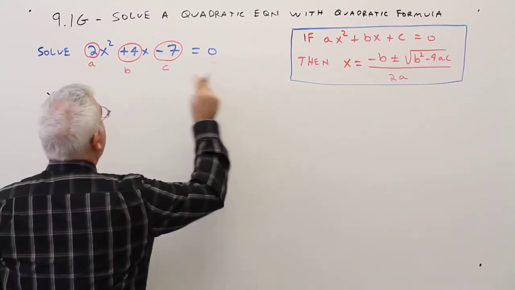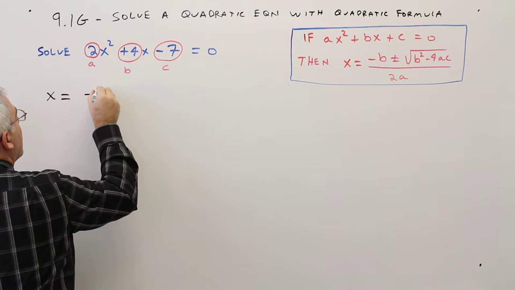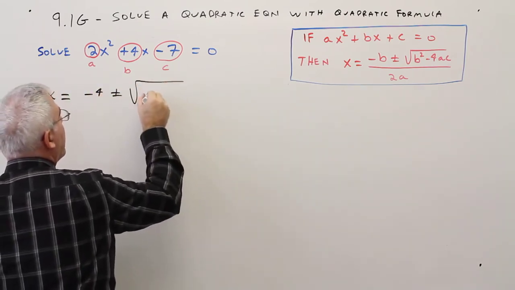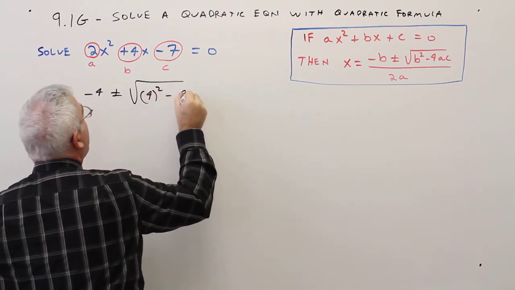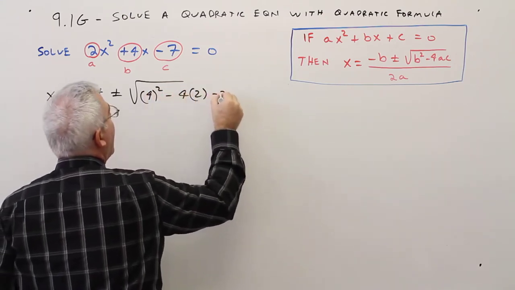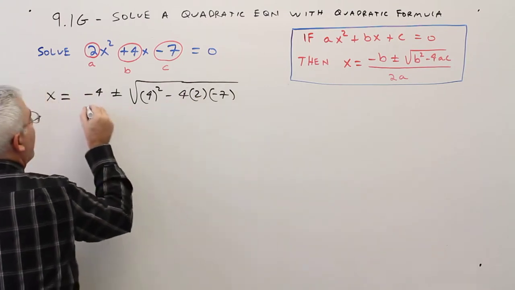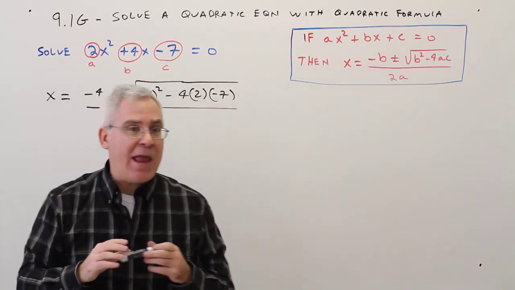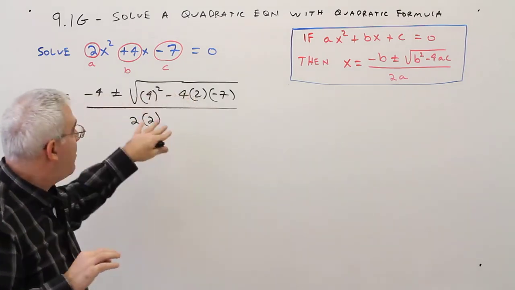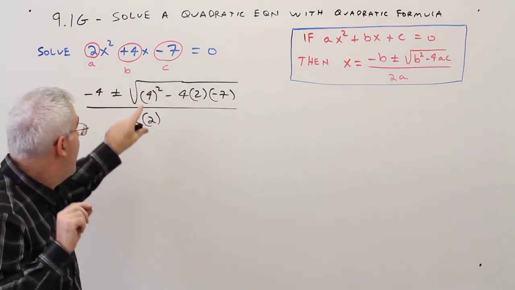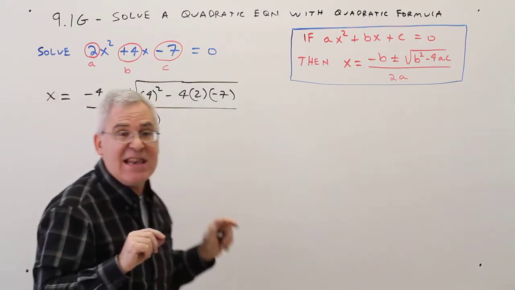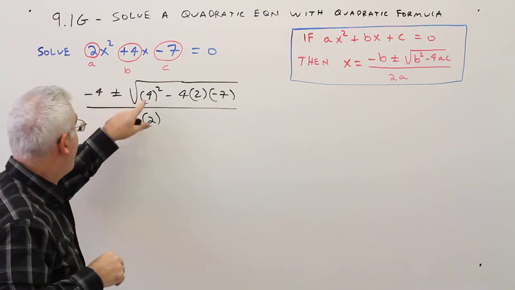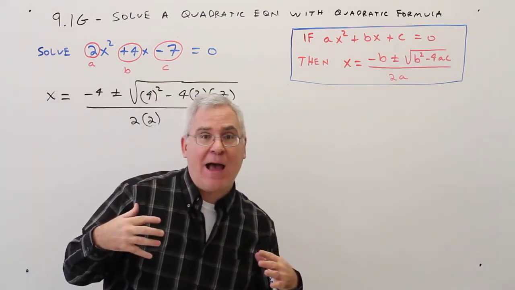X equals the opposite of b plus or minus the square root of b squared minus 4ac all over 2a. A lot of the mistakes made are with signs, so I use parentheses. Be especially careful if you've got a negative squared. All right, so a negative value squared, I put the parentheses around the whole thing, you'll always get a positive.